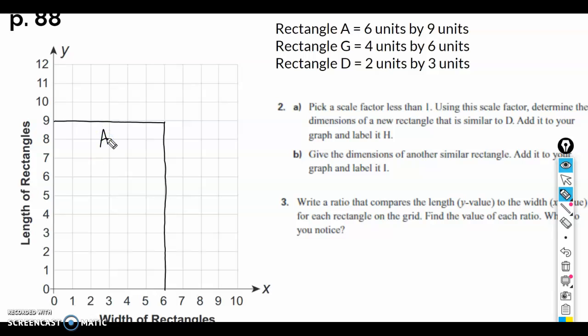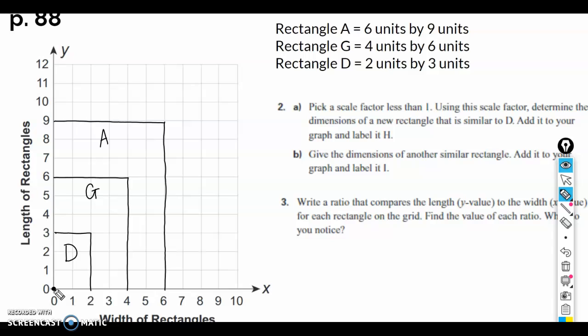This is rectangle A. Rectangle B is 4 units by 6 units, and rectangle D is 2 units by 3 units. So as you can see, we have drawn the 3 rectangles A, B, and D on our graph paper. And all of our rectangles have one vertex at the origin, so they all share 0, 0.